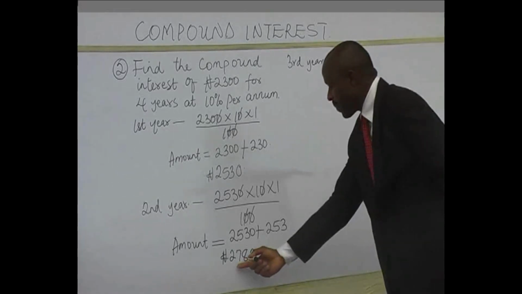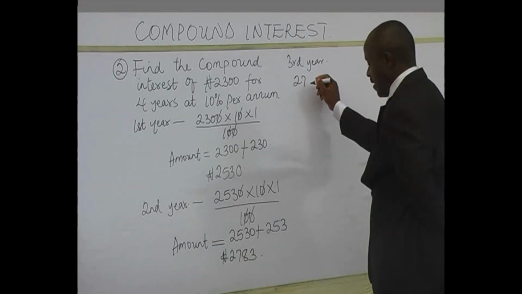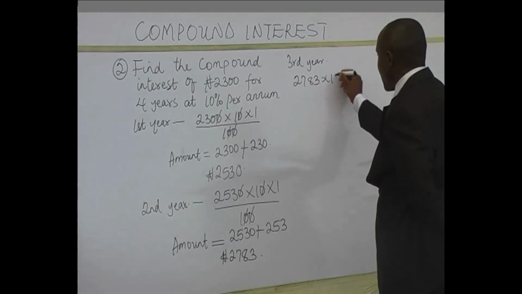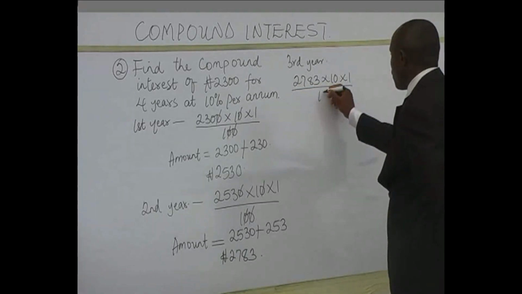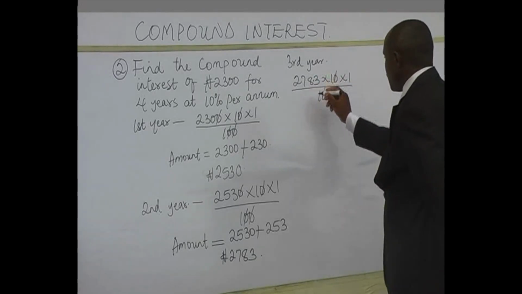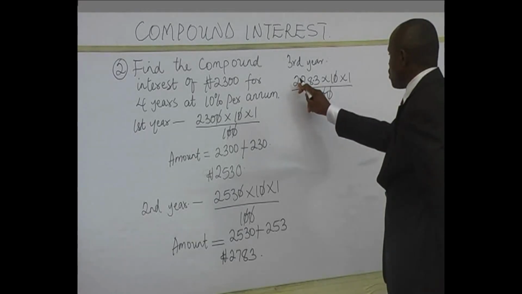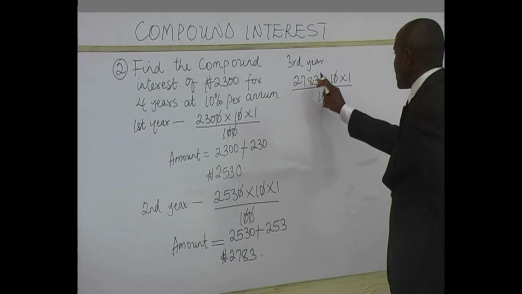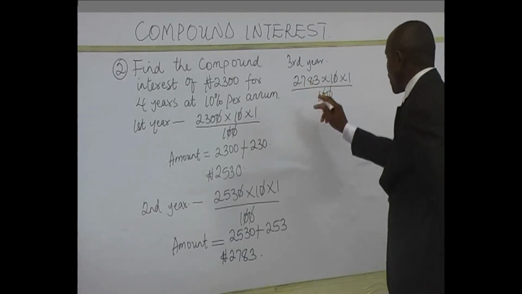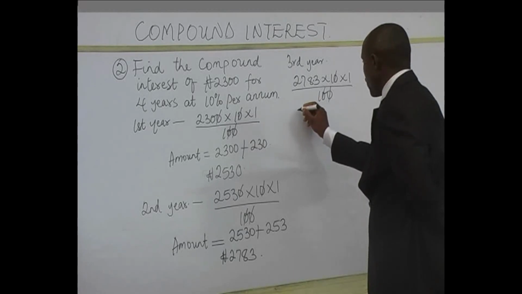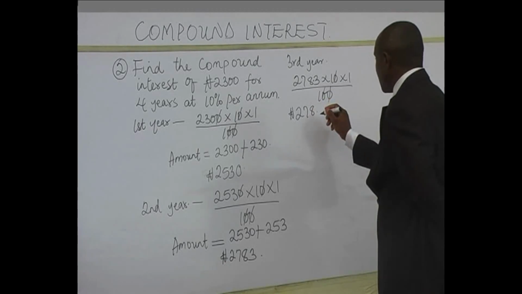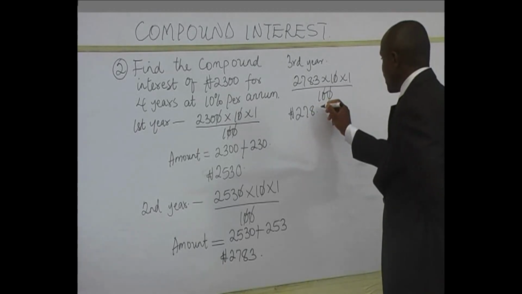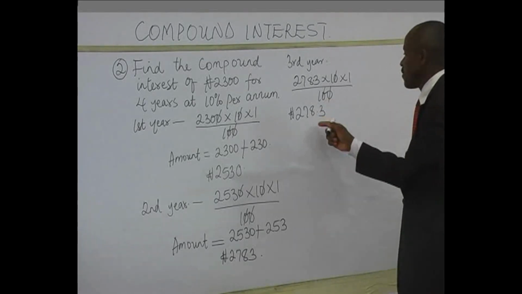The third year. The third year, our principal now will be 2,783. Times 10, which is our rate. Then times 1. All over 100. You can cancel this. If 10 should divide 2,783, you will have 278.3. So the interest for the third year will now be 278 naira 3 kobo. That is the interest for the third year.